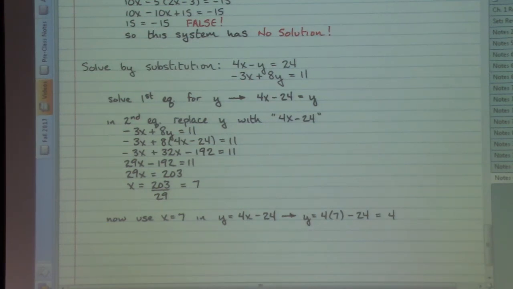So it seems like, and again, as has been the case recently, I will leave the checking to you. If we check this out, we should find that this is in fact the solution to our system, and that is x first, y second. The point (7, 4) is the solution to this particular system.